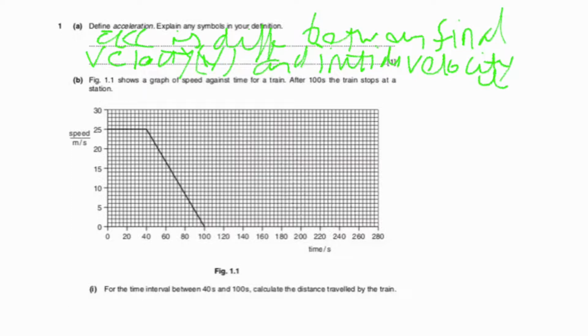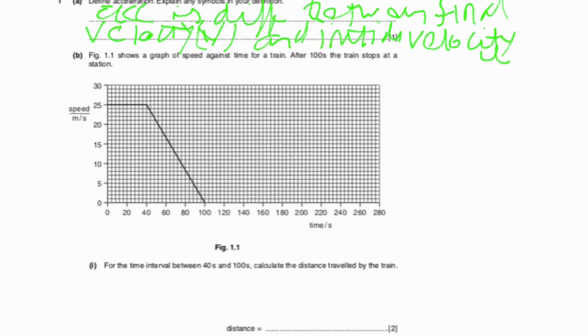Now we will see part B of this question. They have given a speed time graph for a train. After 100 seconds the train stops at this station. So here they have written, and they have asked the part 1 question.